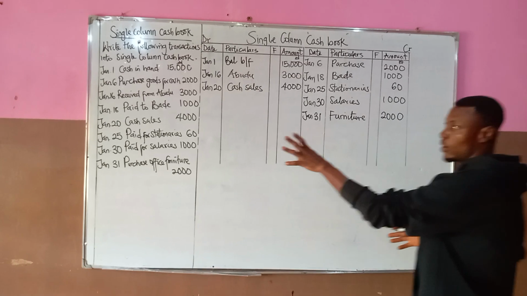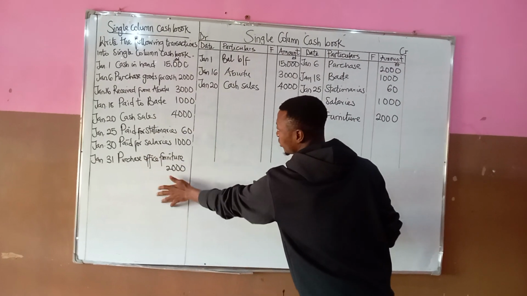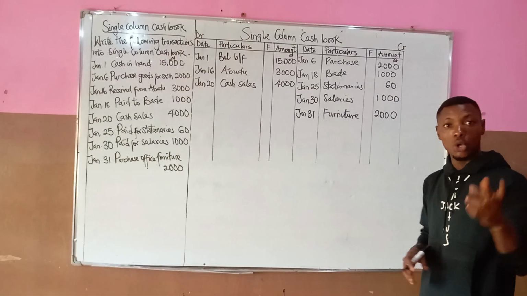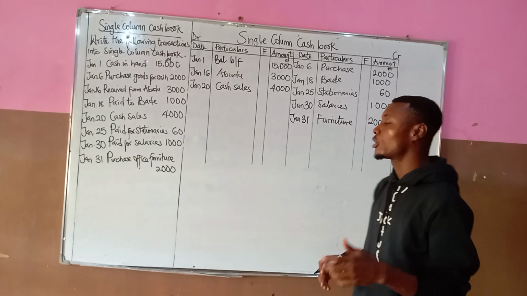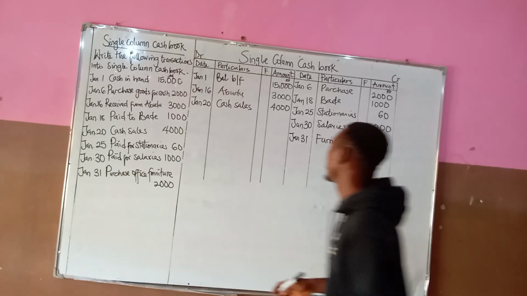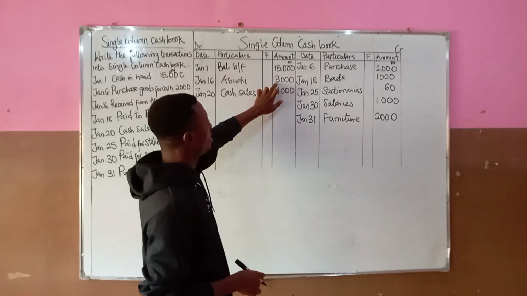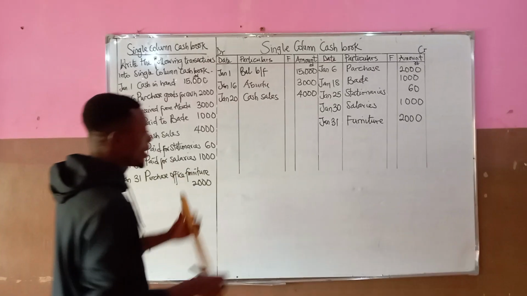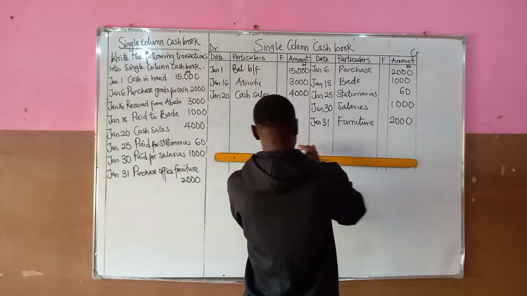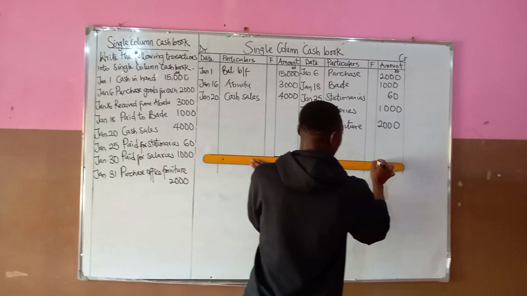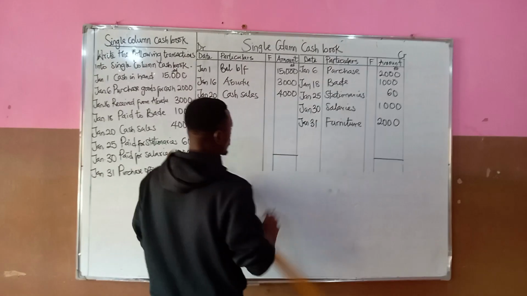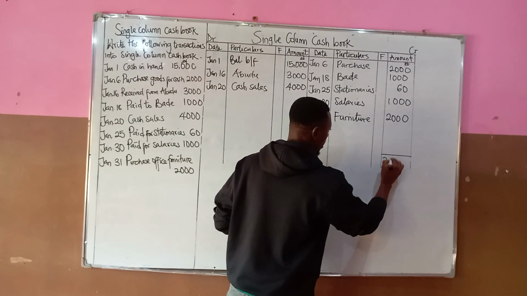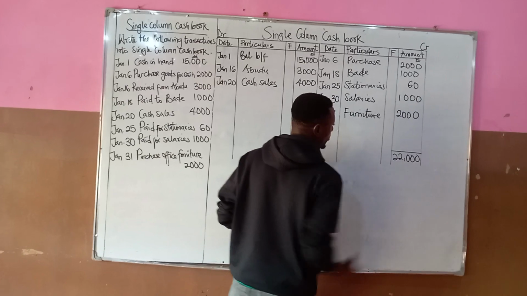Now we've successfully transferred every one of these transactions into the single column cash book. Now we come to closing of our cash book. We close with the higher amount. From here we have 18,000, and here 22,000, which is definitely higher. So I'm going to close with 22,000, because our income is more than our expenses, meaning we are making profit.